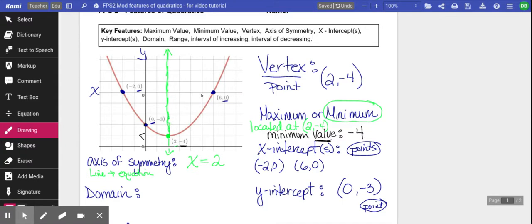All right. Just clean some things up here a little bit. Moving on.